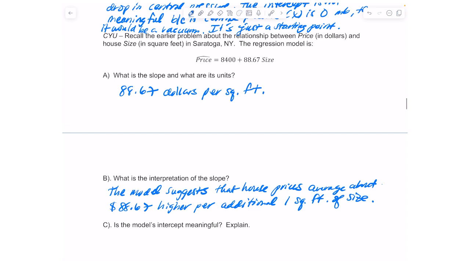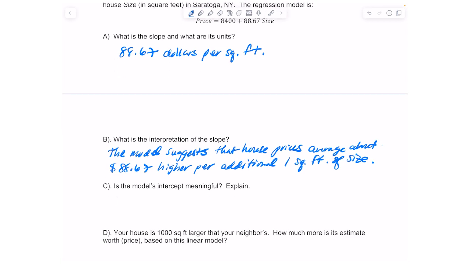Is the model's intercept meaningful? So our intercept is 8,400. Remember, that would be if the x was 0, and x here is size. So you're basically saying if you had a 0 square foot house, the base cost would be $8,400. Well, no one wants a 0 square foot house, right? So no, it's not meaningful.